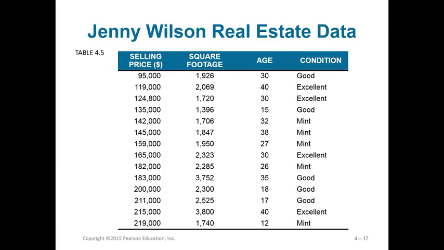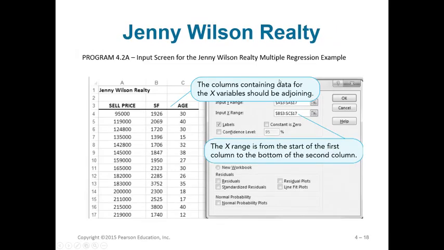And so in this situation, we have a real estate agent who is trying to determine what the selling price for a house ought to be in a marketplace. And one thing that she's looking at is the size of the house, square footage, and how old the house is, age. Now she also has condition out here, but we're going to use these two first, square footage and age. And we'll put those two into the same kind of regression equation.